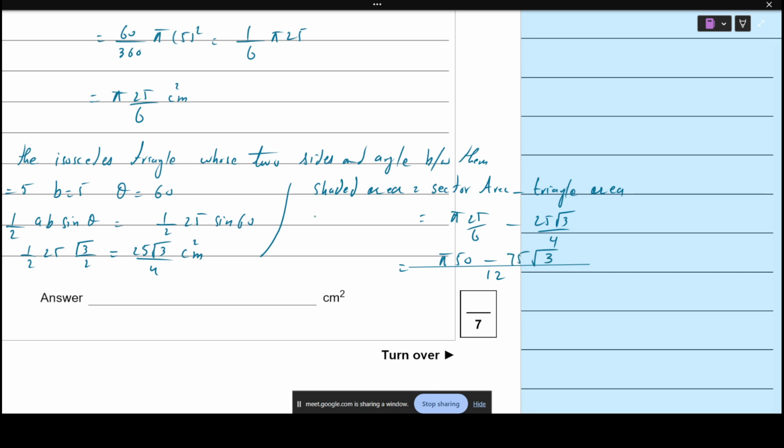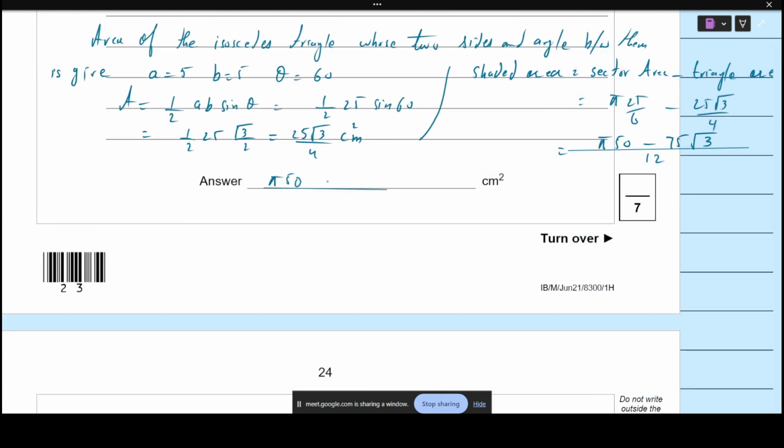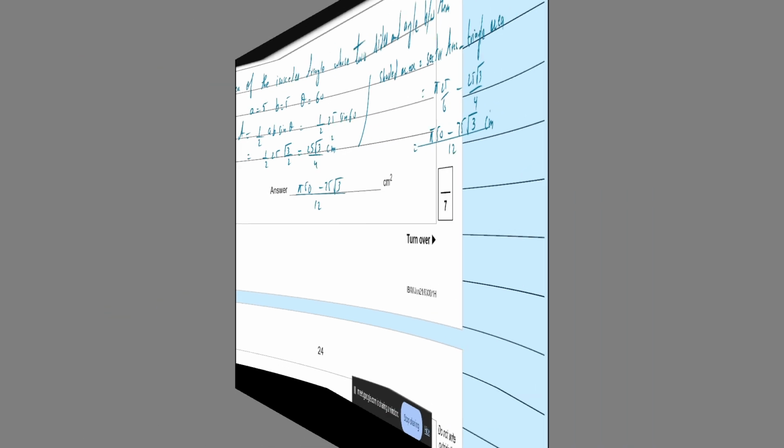So we have made the answer into the certain form, which is a pi minus b square root of c, divided by 12. So we can say that it is (50 pi minus 75 square root of 3) divided by 12 square centimeters, because that's the area, so it should be in square centimeters.